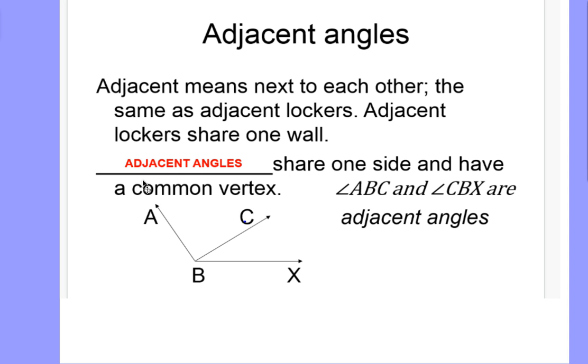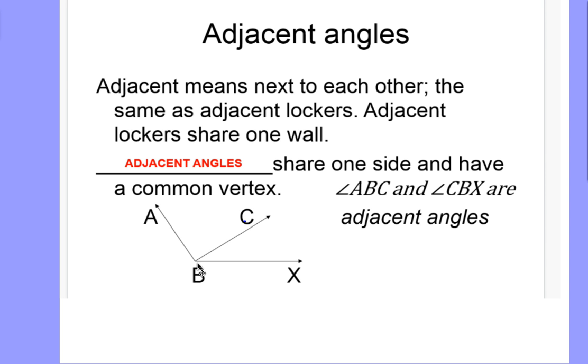What are adjacent angles? Well, let's first and foremost break down the word adjacent. Adjacent just simply means next to one another, just next to one another. So adjacent angles are angles that are directly next to one another because they share one side and have a common vertex. So ABC and CBX would be considered adjacent because they share ray BC and have a common vertex of point B, excuse me.